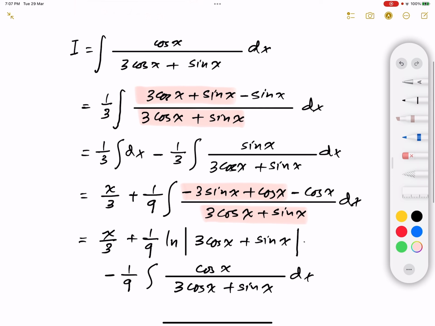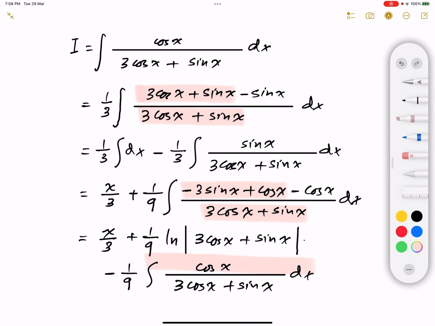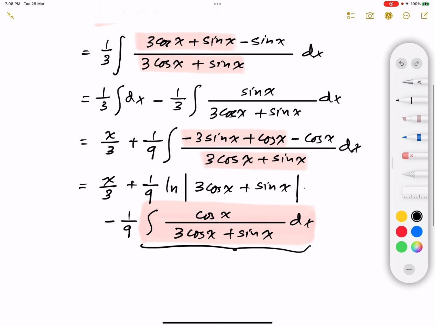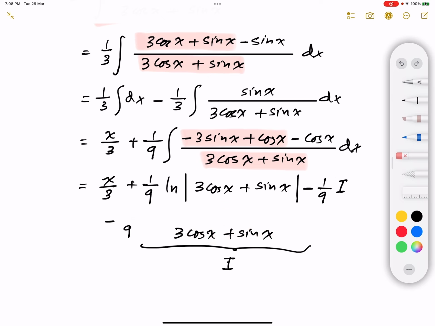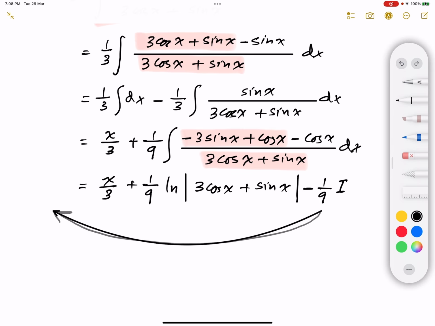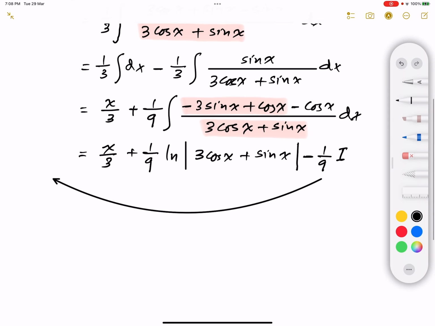Now if you can notice, guys, this integral here, the last integral that we ended with, is exactly the same as the integral that we started with. So basically this whole thing here is equal to I. So basically we can delete all that, and we just need to subtract 1/9 of I, and I can take that out, okay? And then the other thing that we do, we need to move this to the other side here. So that's what we're gonna do here, okay?